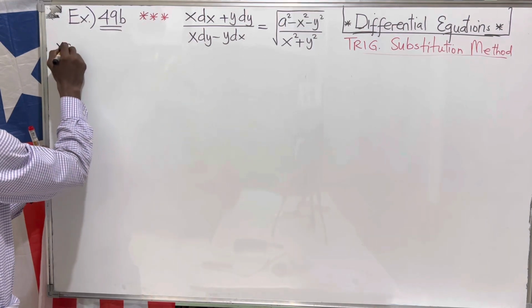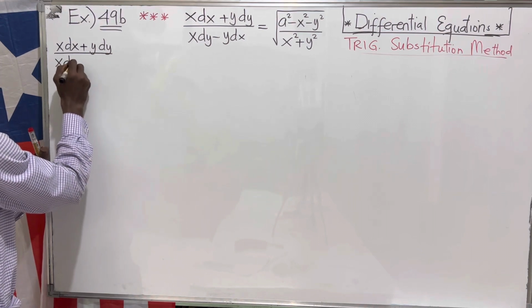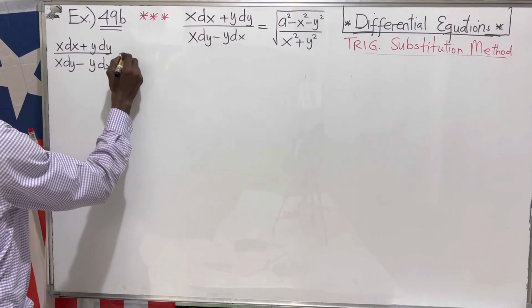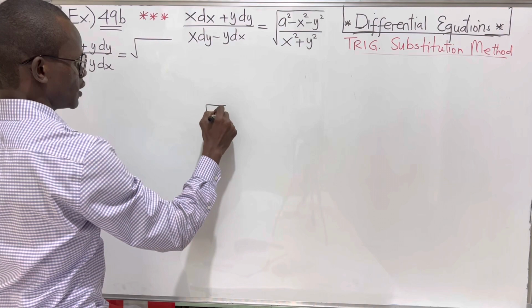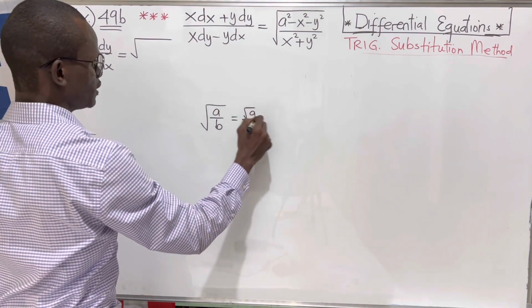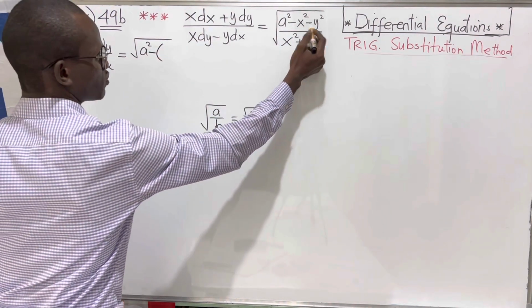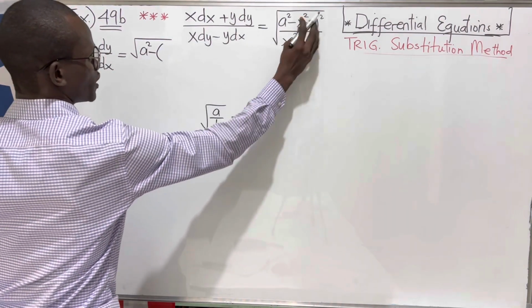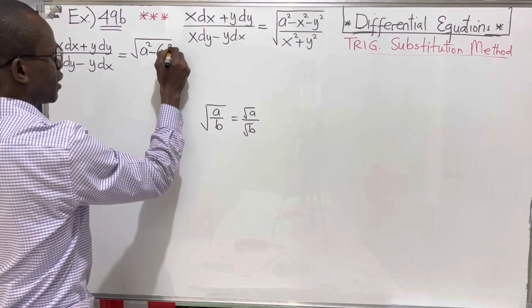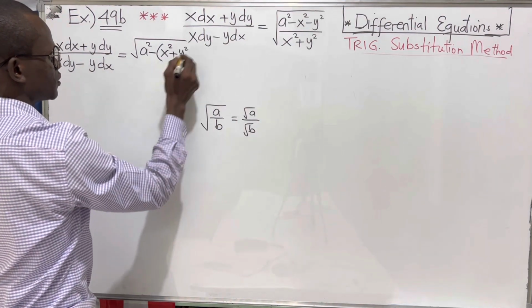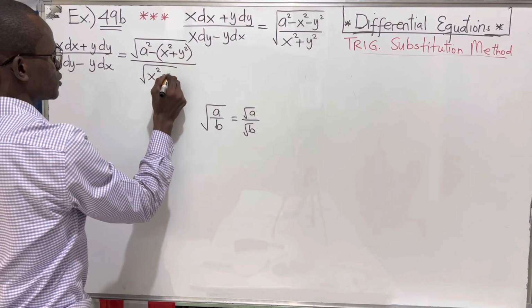Now we have this differential equation: (x dx + y dy) over (x dy minus y dx) equals... So we can separate the root, because we know that the root of a over b is equal to the root of a divided by the root of b. So we can take the numerator separately, but we can factor out this x squared and this negative right here. We can just ensure that this x squared and y squared is positive. So if we factor out the negative, we're going to have this expression, all divided by the root of x squared plus y squared.